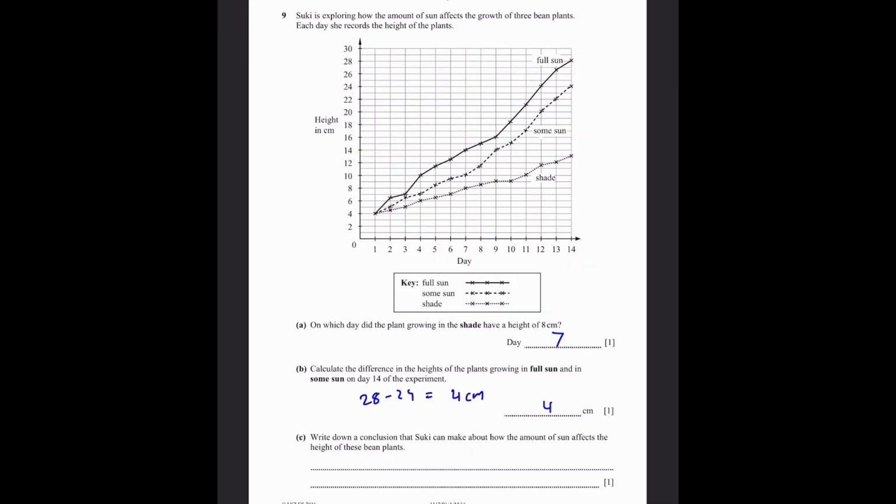C. Write down the conclusions that Suki can make about how the amount of sun affects the height of these bean plants. So we can see that if there's full sun, it grows really fast. If there's some sun, it grows quite fast. If there's no sun or it's a shade, then it's quite slow. So that means if there is more sun, these bean plants will grow faster.